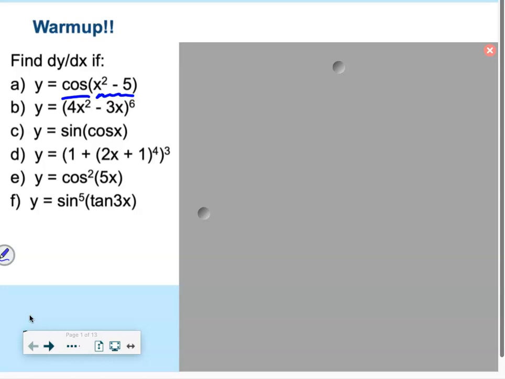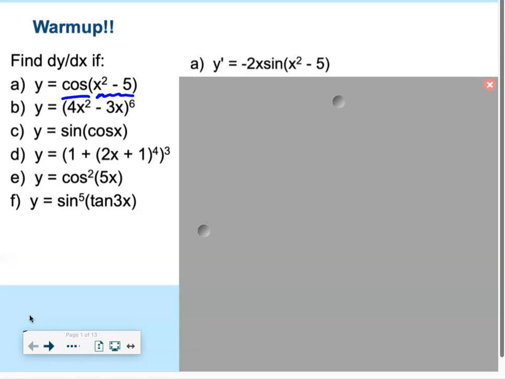Walking around the room, yes. Not a single one of you guys simplified, but that's okay. Well done. All right, so I don't know why I have a hard time not putting the 2x in front. But okay, good. So everyone got A right.